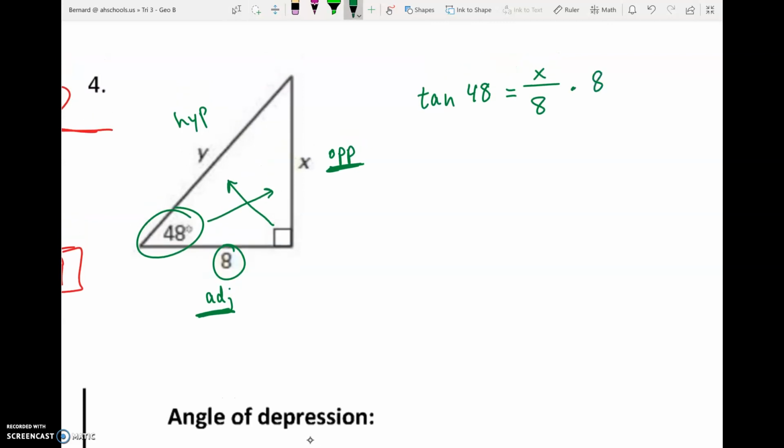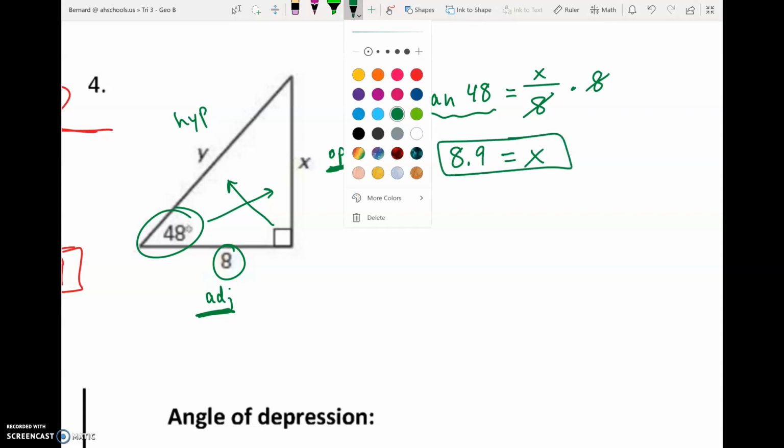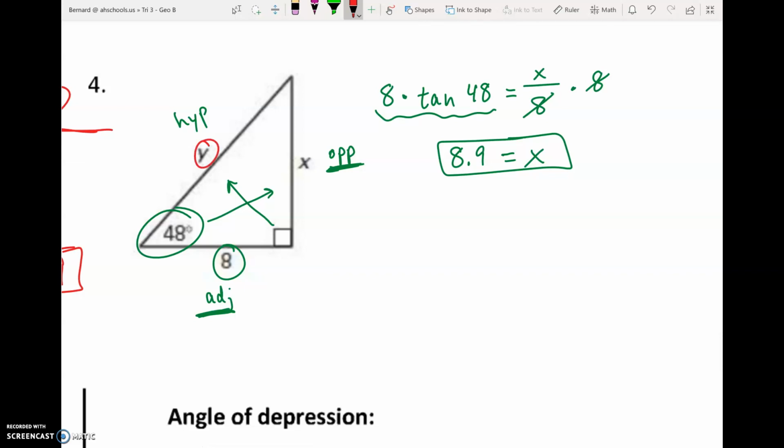And that's nice because 8's in the bottom. So we just times both sides by 8. One step and we're done. These 8's cancel and we have x by itself. So 8 times tangent of 48 is what you want to type into your calculator. And when you do that, you will get 8.9. All right, now let's find y. We still have to use 8 because it's the number, but now we'll use y, which means we're doing adjacent and hypotenuse. That is cosine. So cosine of 48 equals adjacent, which is 8 over hypotenuse, which is y.